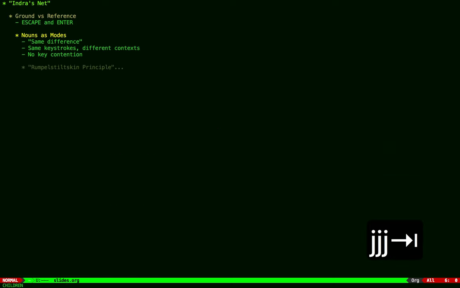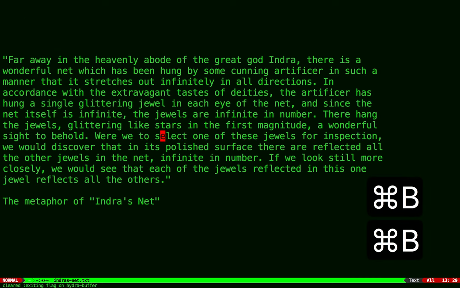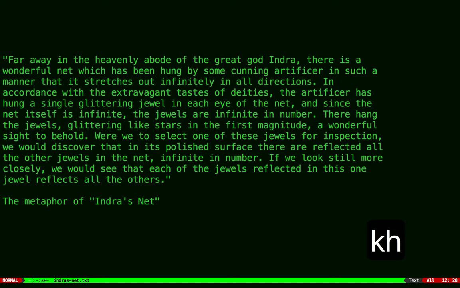Now in Vim, the nouns in this world of text all share the same referential plane, which we call normal mode. So in normal mode, all of the nouns of the world of text are available, whether it's words or sentences or paragraphs, and they all share the same referential plane, and they sort of compete for space on the keyboard.